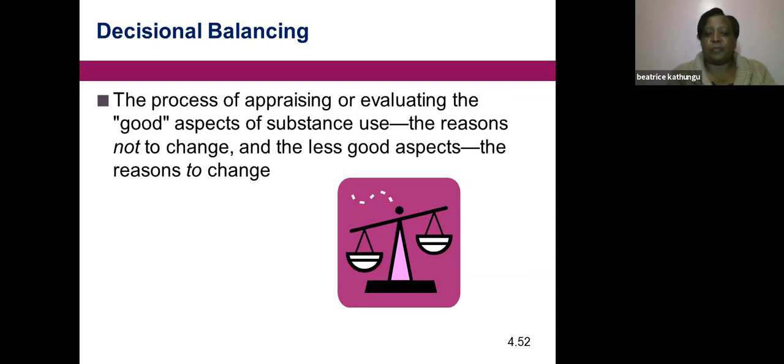On one side, the good aspects, and you can see we've put the word good there in quotation marks because it really means it's not necessarily good, but the client perceives it as good. And we are saying that those good things, in quotes, are the ones that keep the client using, are the ones the client will justify for not changing.